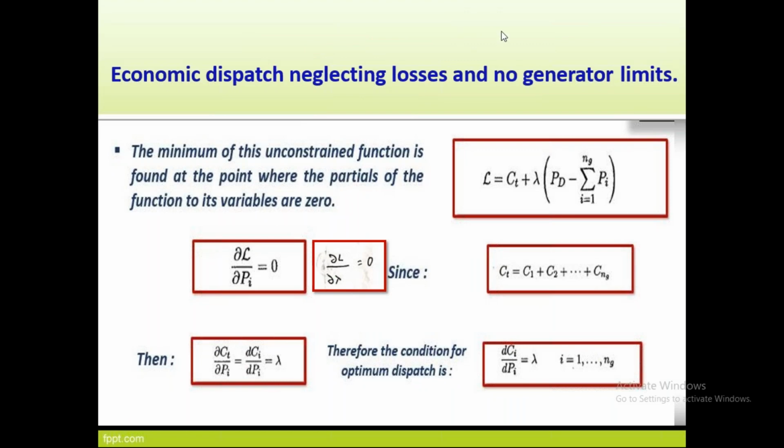Now see case 2, that is dou L by dou lambda equals 0. When we differentiate this equation with respect to lambda, the first term becomes 0 and the lambda term becomes 1. Then Pd minus the summation is equal to 0. Finally Pd is equal to summation of Pi from 1 to n. This is the equation we obtained when solving case 2. By doing these two cases, you will get the final formulas.